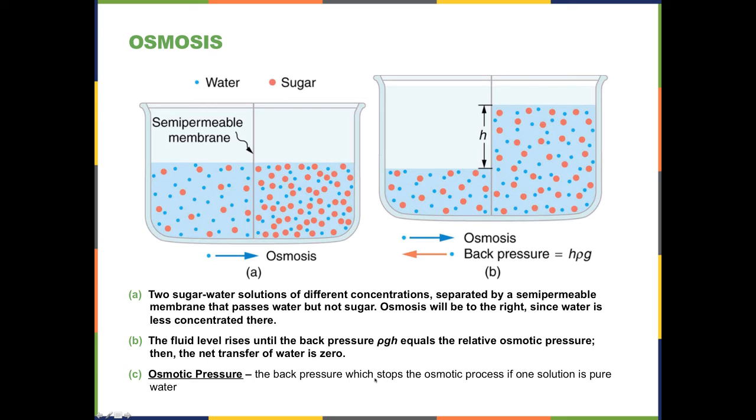The back pressure which stops the osmotic process if one solution is pure water, that is, if you had pure water on one side, at some point it would stop because this pressure would counterbalance the desire for it to come across.